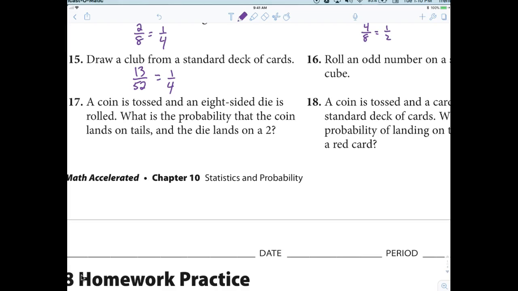There are 13 clubs, 13 diamonds, 13 hearts, and 13 spades. Have you ever played cards? Yeah. So that's what there is. It's like the real amount. All right? Now, number 16.